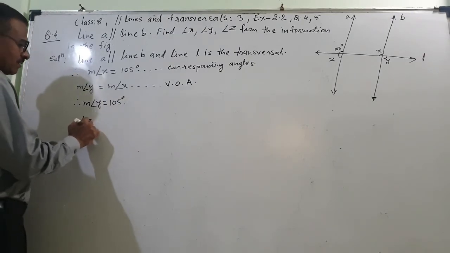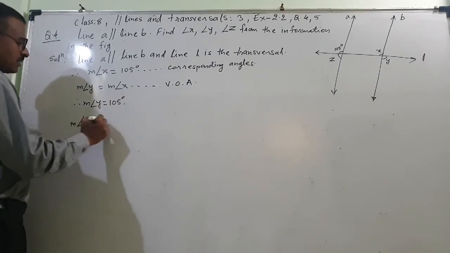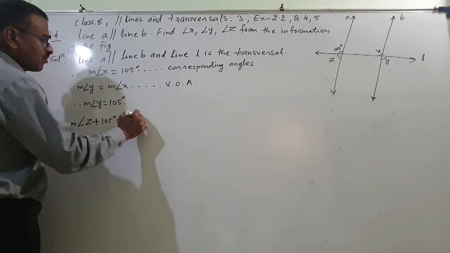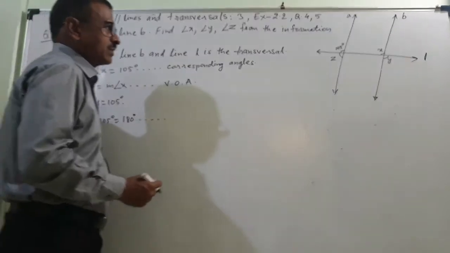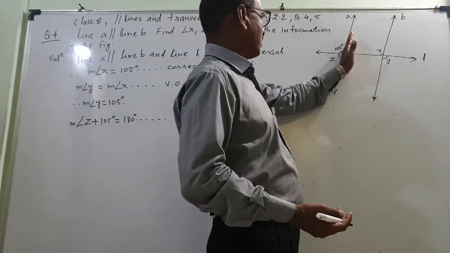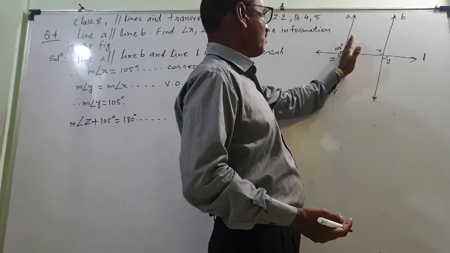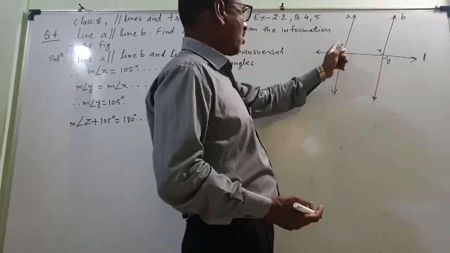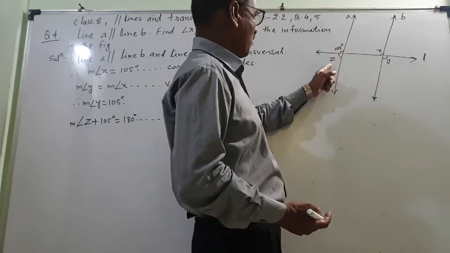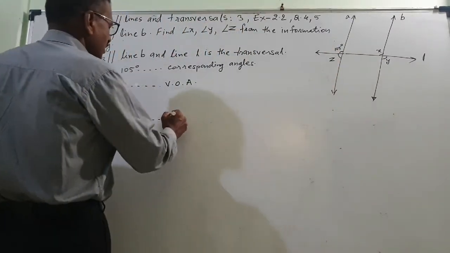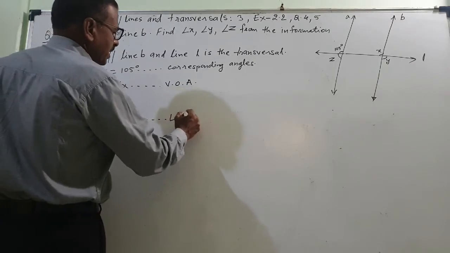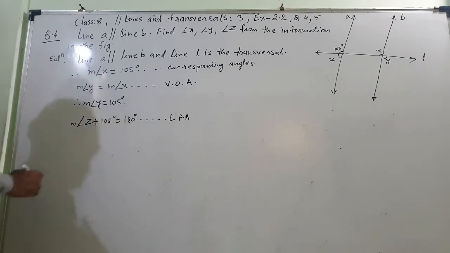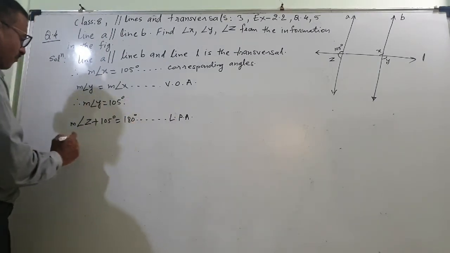Angle Z plus 105 degrees is equal to the total sum, 180 degrees. See this: this plus this is equal to 180 degrees. Why? They are linear pair angles, meaning on the same line, two angles are formed. The reason is linear pair angles. LPA means linear pair angles. You don't write like this; you write the full form.